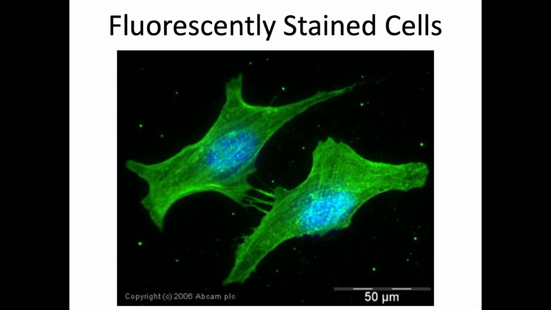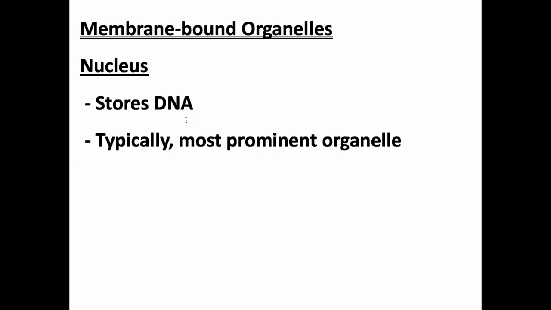So what does it do? Well, the nucleus stores genetic information. Remember, all cells have genetic information, have DNA, but the job of the nucleus is to store this, to keep this protected, to keep this away from all the other junk in the cytoplasm, an organelle dedicated for this storage. And like I said, typically the most prominent organelle.